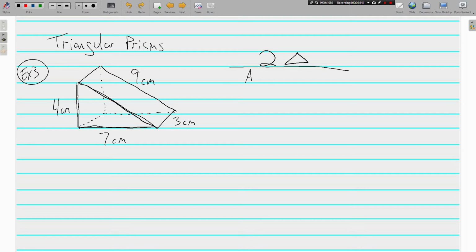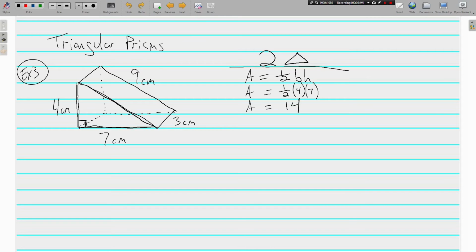We know that the area of triangles is found by multiplying half times base times height. And in this one, looks like that should be our right angle. So our base and height is 4 and 7. Half of 4 is 2, times 7 is 14. Okay, that is the area of one triangle.